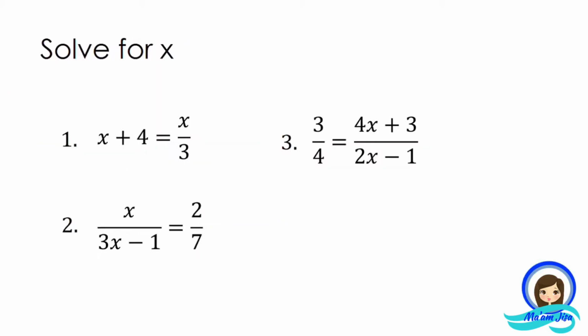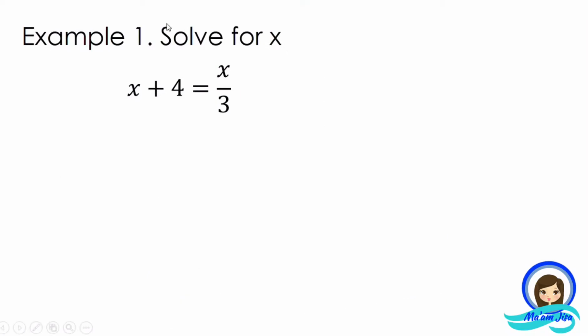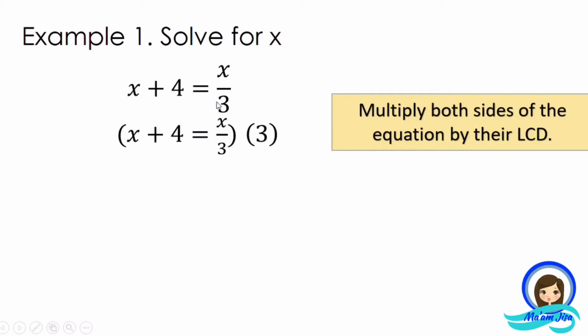Let us try to solve the following three rational equations. Let us start with the first one. x plus 4 equals x over 3. First, we need to multiply both sides of the equation by their LCD. The LCD is 3.